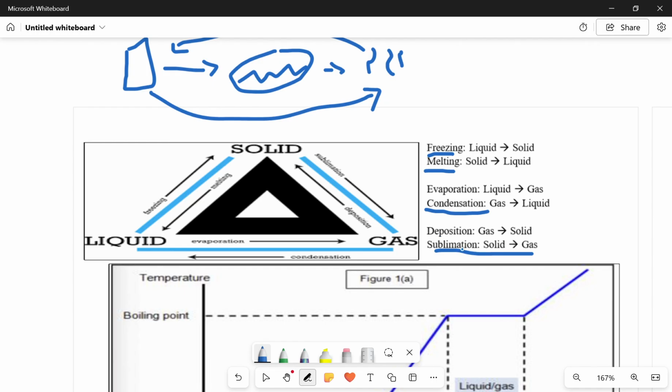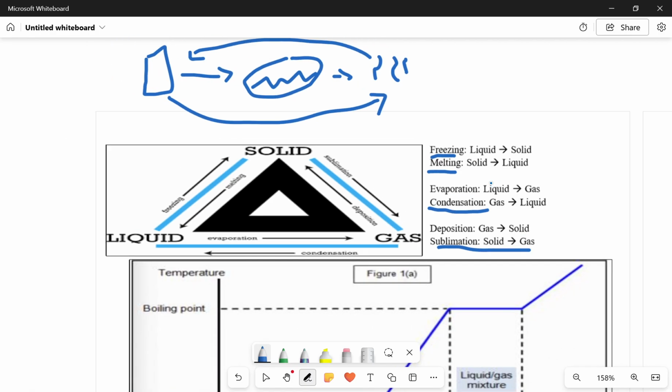You know those naphthalene balls that you have? Those are solid in state, and at room temperature they just convert to gaseous form. They start releasing chemicals, and that is how you smell them. They don't melt and then form liquid. They just directly go from solid to gas.